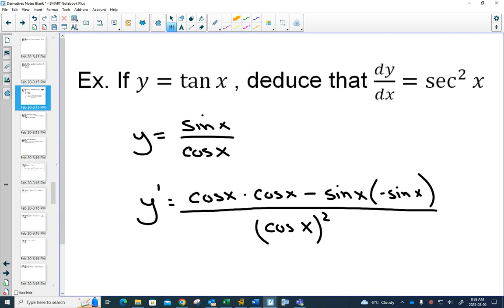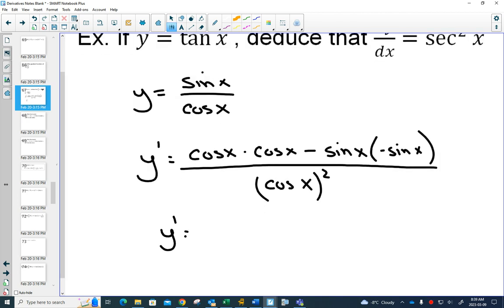On the top, can you see that the top will be cos squared plus sine squared? And again, from grade 12 pre-calculus, that's one of the formulas you learned, that no matter what the angle, sine squared plus cos squared is always equal to 1. So the top becomes 1. The bottom is cos squared.